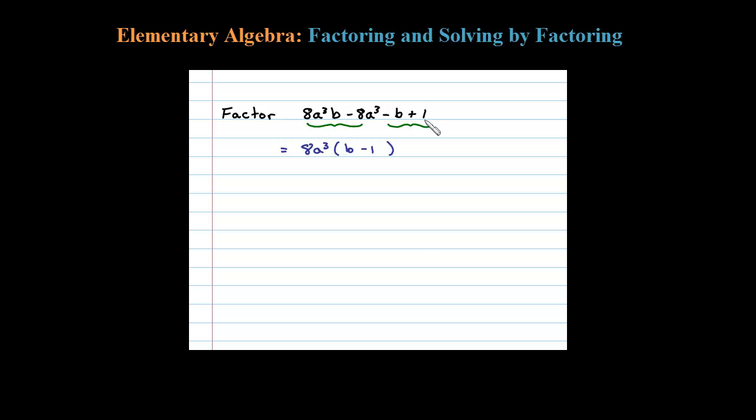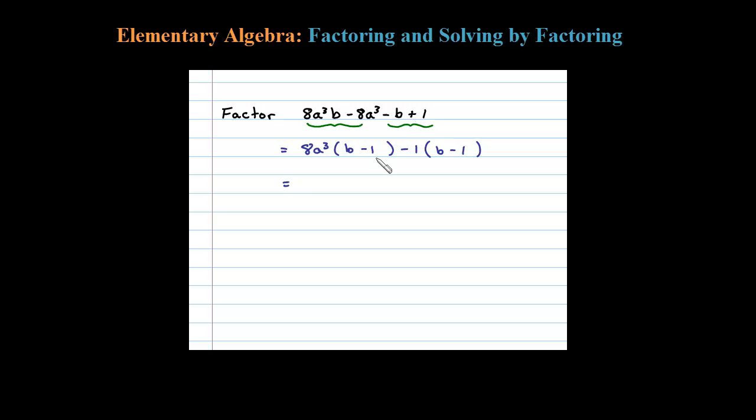Now, looks like the GCF for the second 2 terms is simply 1, but in fact I'm going to factor out a negative 1. When I factor out a negative 1, that'll leave me with b minus 1. Okay, negative 1 times b is negative b. Negative 1 times negative 1 is plus 1.